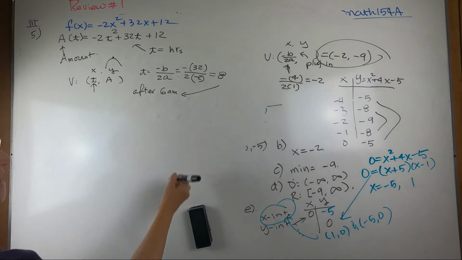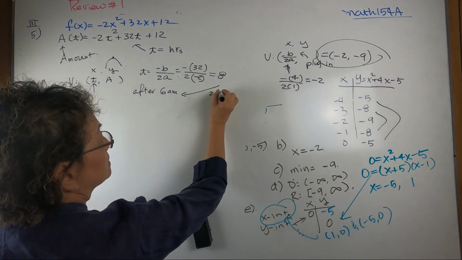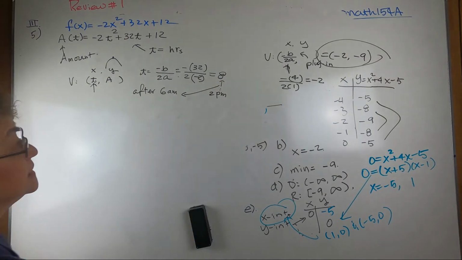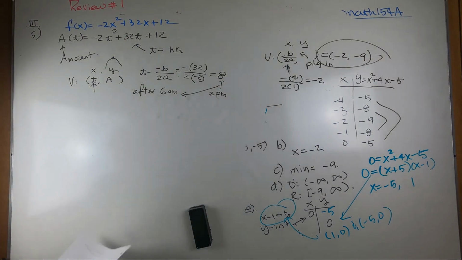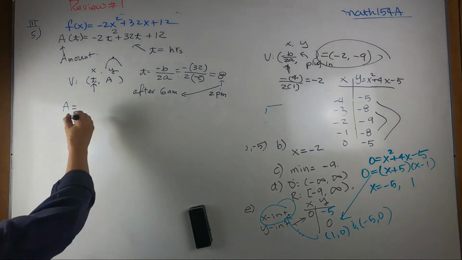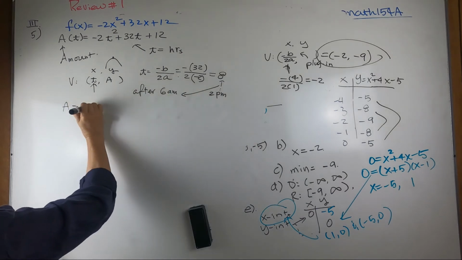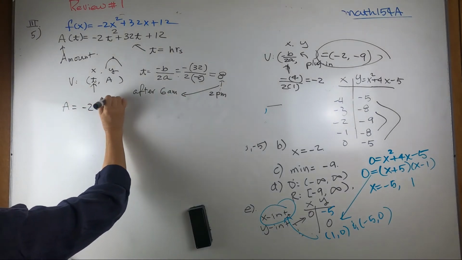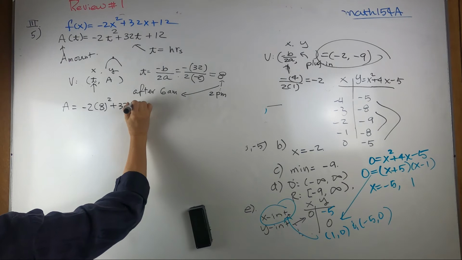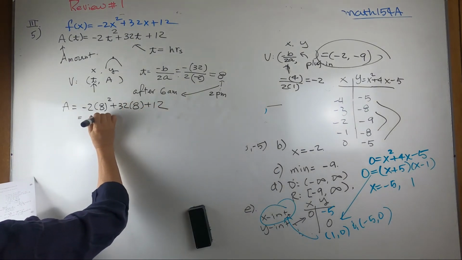So 8 hours later, that would be what? 2 p.m. That's what I mean, right? Then what's the level, the amount? So you plug in t is 8. You plug 8 into the function: negative 2 times 8 squared plus 32 times 8 plus 12. So we get 140.